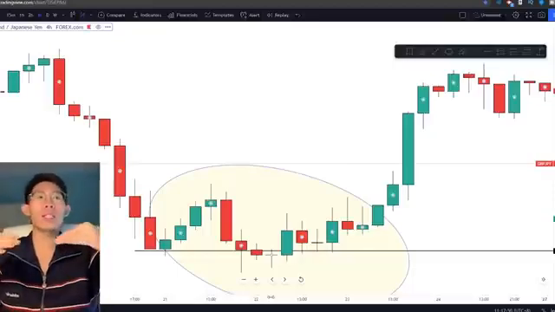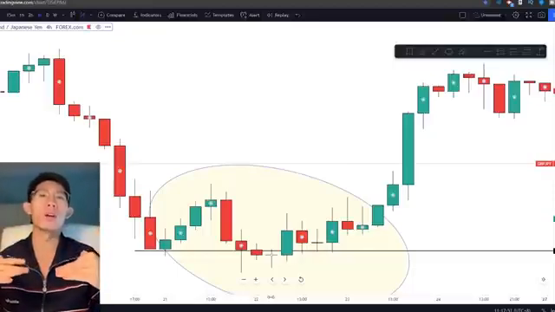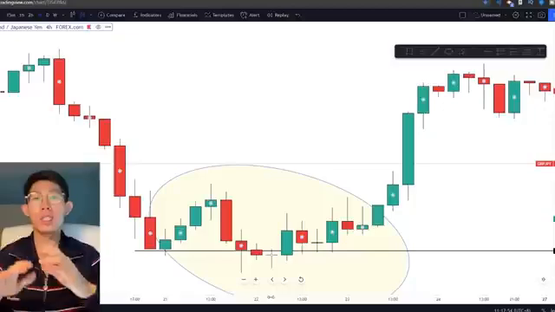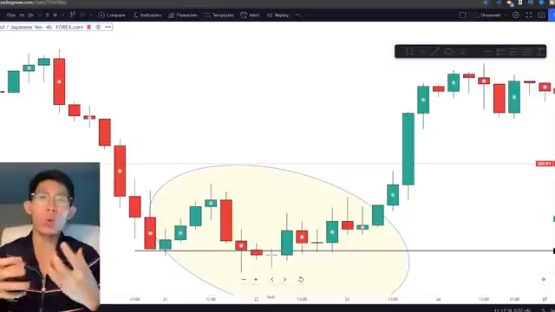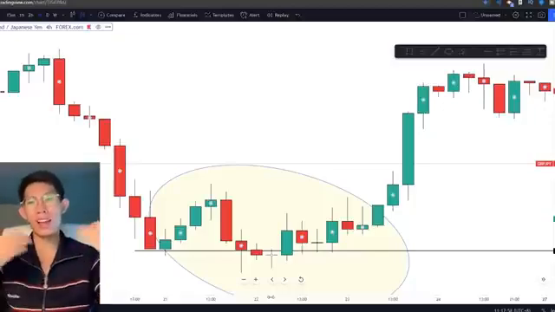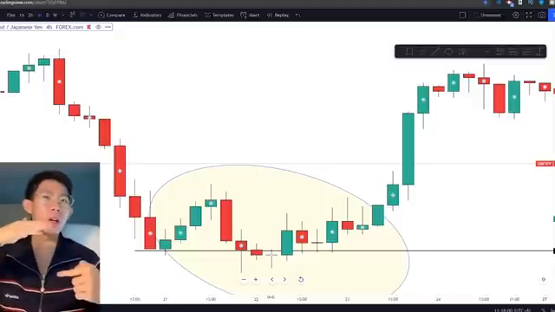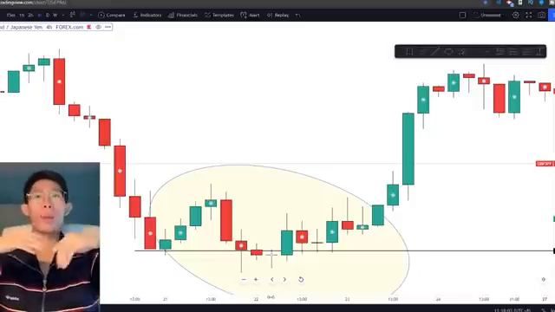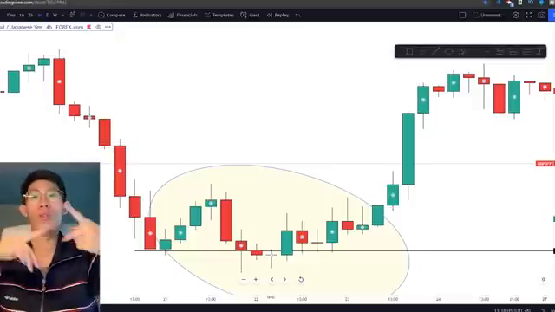So here's another example. You can see how price is at this major support level, and whenever price is at a key level, we want to see what the candlesticks are showing us, right? Is it going to break past that level, or is it going to bounce back up and reverse, right?